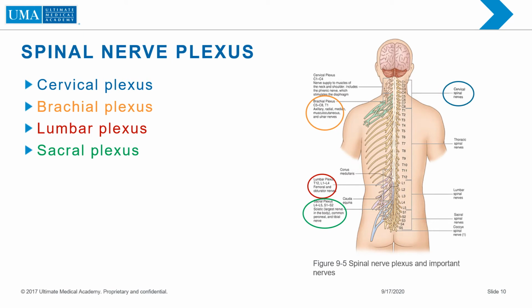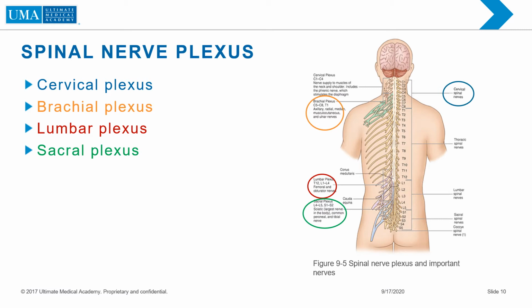Within the spine, there are spinal nerve plexus. First, the cervical plexus. This is C1 to C4. This supplies motor movement to muscles of the neck and shoulders and receives messages from these areas. The phrenic nerve is part of this group and stimulates the diaphragm.